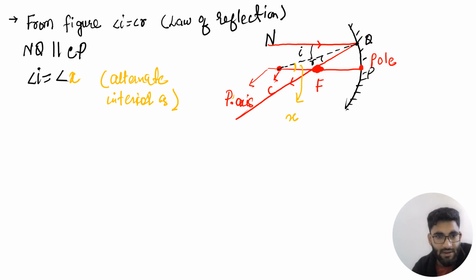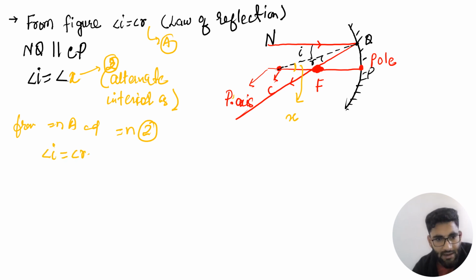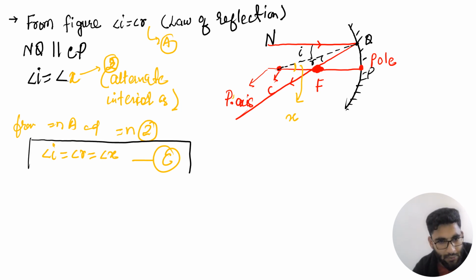Let's suppose this is the first, A, and this is the second, right? So from equation A and the second equation, what will we get? We get angle I equals angle R equals angle X. Let's call this equation C. Clear? I will draw one box here and put this in the box.